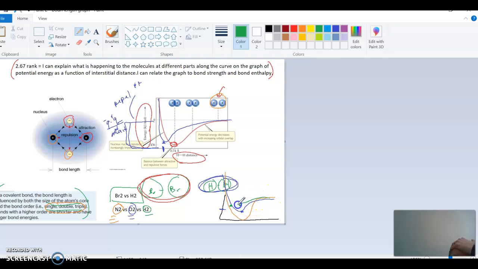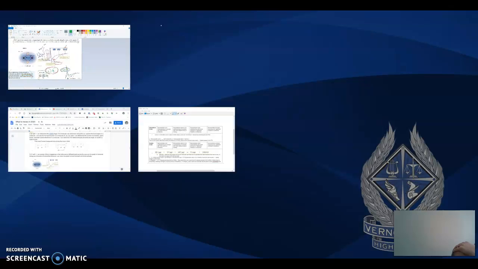So if I had to sketch what it might look like, it's kind of a little bit like this. I hope you can see the difference of what I'm going for. That might be what the sketch looks like. So those are the things you're expected to know for that.